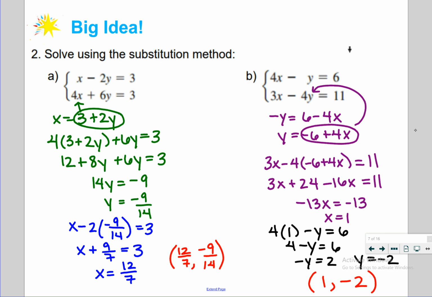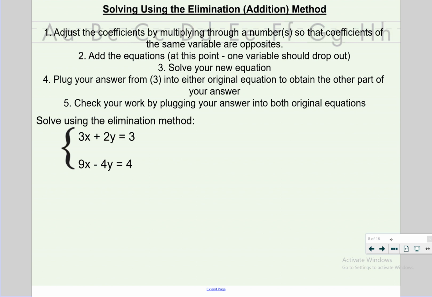All right, there's one other method we're going to talk about today, then, and that is elimination. This is sometimes called the addition method. And again, the steps are at the top there if you want. This is my preferred method of solving. I don't love substitution. I don't like graphing at all.